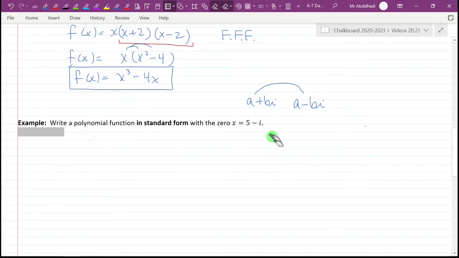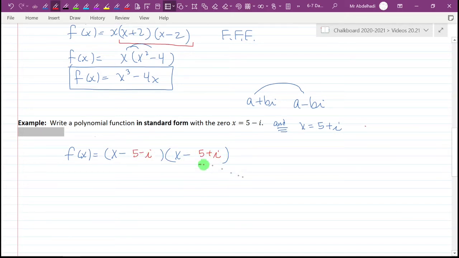So if they give you in a problem any imaginary or complex, whatever, something with an I, you have to write another one. So there's this and, I'm going to literally write the word and there. X equals, and then what's the conjugate of 5 minus I? It's 5 plus I. So here we go. Write your f of x, put your parentheses down, put your x minus, and now we're going to put this over here and this one over here. So we get 5 minus I and 5 plus I.